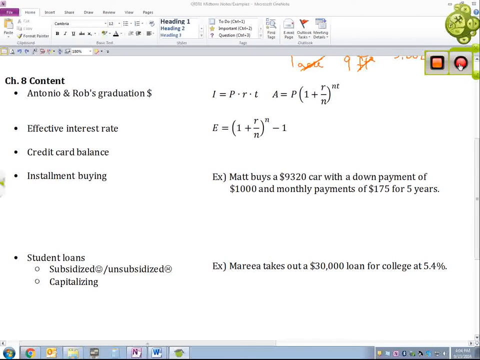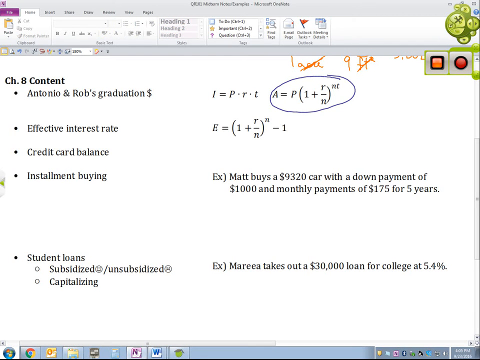The first thing is the question about Antonio and Rob's graduation money, where they each got $1,000 and invested it differently and took it out at different times. The most common mistake was that a lot of people, whether not reading closely enough or misreading, used the compound interest formula, which is this one.